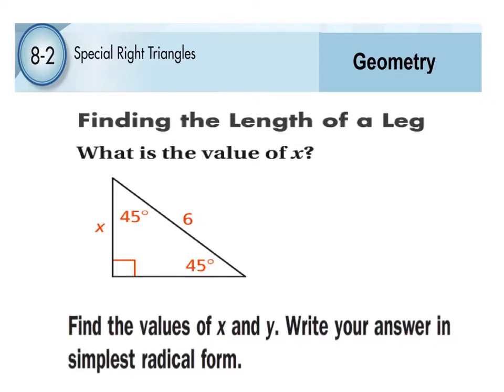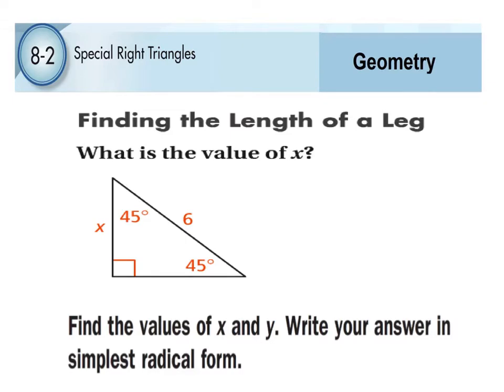This is section 8.2, part 3, talking about special right triangles. And we're just going to simply go through examples. We've talked a lot about the formulas and all that stuff, so we're just going to simply go through examples here. So the very first example says, finding the length of a leg, what is the value of x?